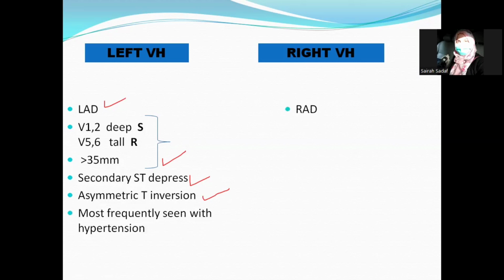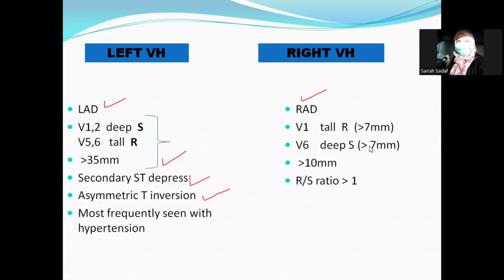Now, right ventricular hypertrophy. We may have right axis deviation, and we may have all this. Okay, let me tell you one by one. In V1, there is a tall R wave, like more than 7 mm, or in V6, there is a deep S wave, more than 7 mm. Or if we just combine the amplitudes of both and they are more than 10 mm, we can say the patient is having right ventricular hypertrophy.